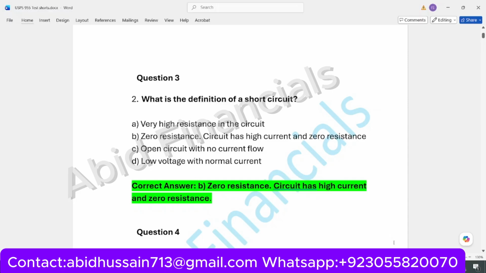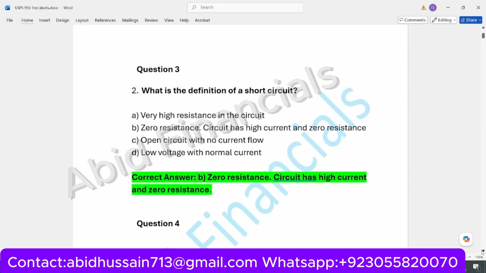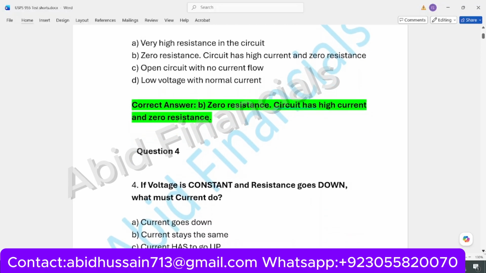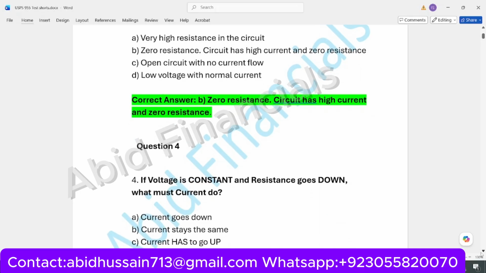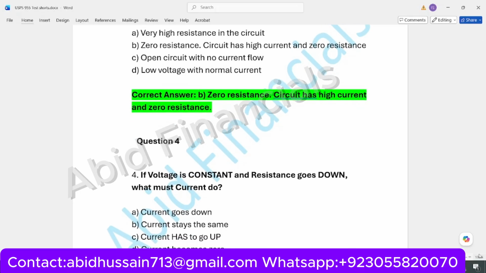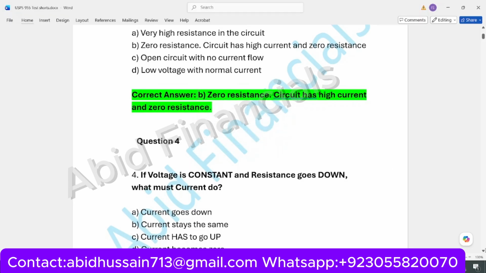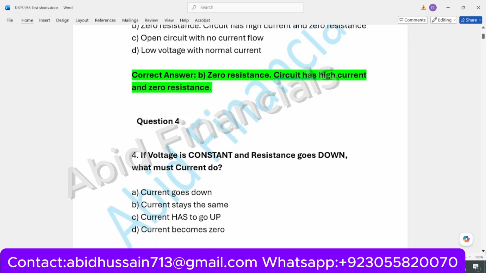Question number 4: if voltage is constant and resistance goes down, what must current do? Option A: current goes down. B: current stays same. C: current has to go up. D: the current becomes zero. The correct option is current has to go up.